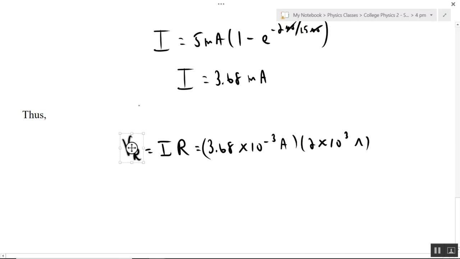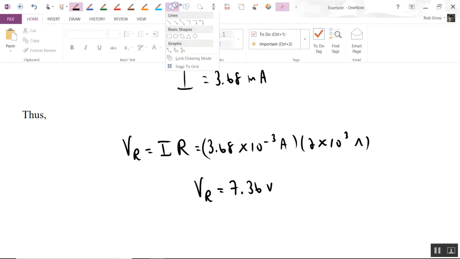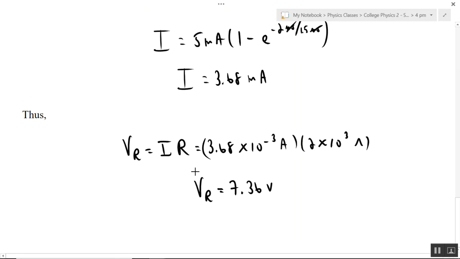And 10 to the minus 3 times 10 to the 3 just makes 1. So it's essentially twice of 3.68, and the units are in volts, so it's 7.36 volts. So that's the voltage across the resistor at 2 microseconds. Okay, so there's one more part we're going to do with a battery, and then go to examples without a battery.